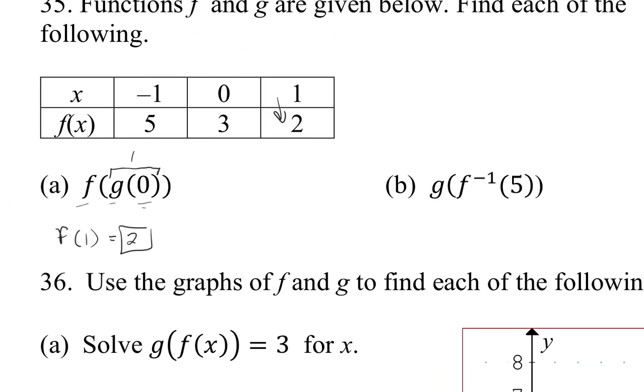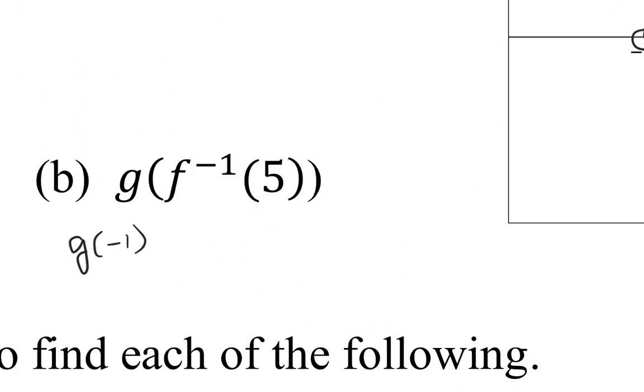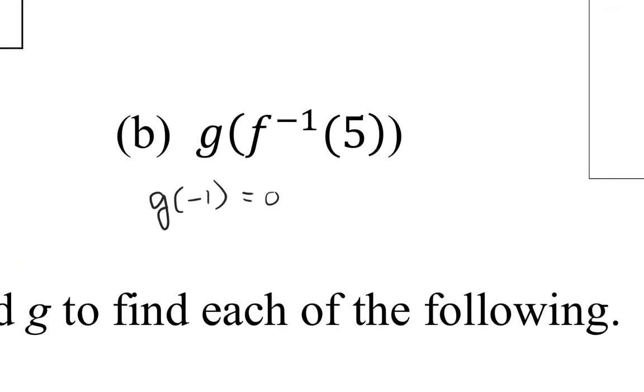Now for B, this one gets a little bit trickier, but just bear with me. So first we have f inverse of 5, which means that we're going to find an output of 5, and determine what input would get there. So g of f inverse of 5 is the same as g of -1. Now looking at our graph, g of -1 is over here. That is equal to 0. Again, nice and easy.